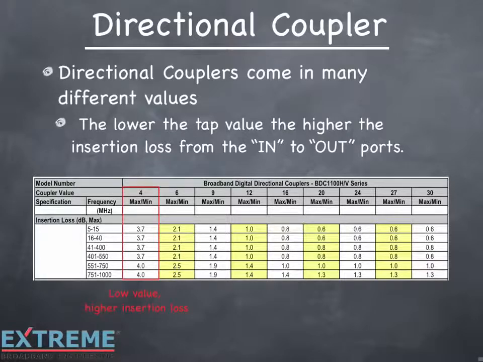Looking at the 4 value, the insertion loss ranges from 3.7 dB at 5 MHz up to 4 dB at 1 GHz. On the 30 value directional coupler, the insertion loss ranges from 0.6 dB to 1.3 dB. So you can see the lower the value, the higher the insertion loss. The higher the value, the lower the insertion loss.